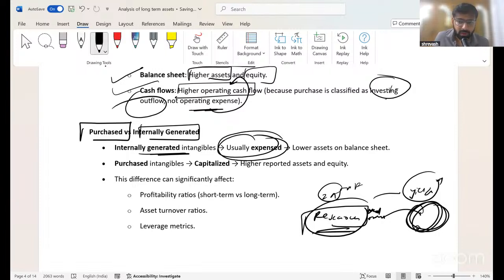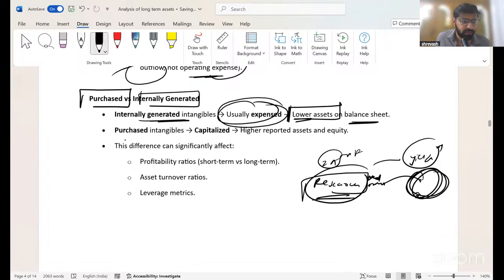That will result in, because you have internally generated, loosely using the word intangible assets again, your assets are lower in the balance sheet because you're not recognizing anything, everything is being expensed. And if it is purchased, everything is capitalized. That will result in what? Higher reported assets and ultimately equity. Why is equity going up? Because sir, retained earnings are up in the first year.